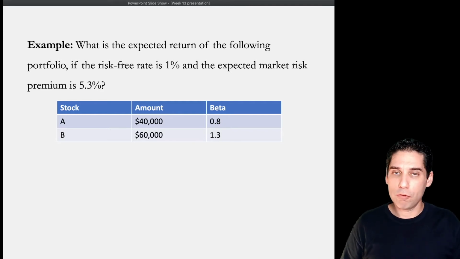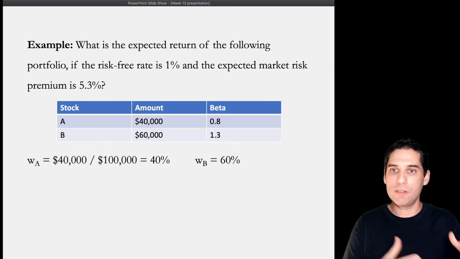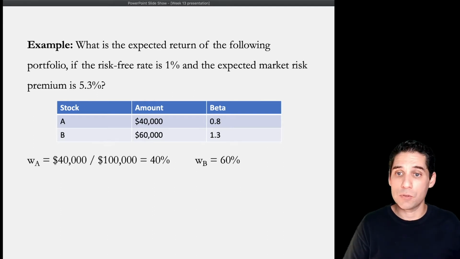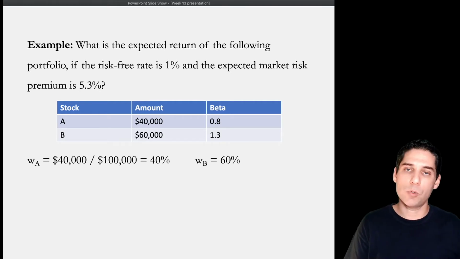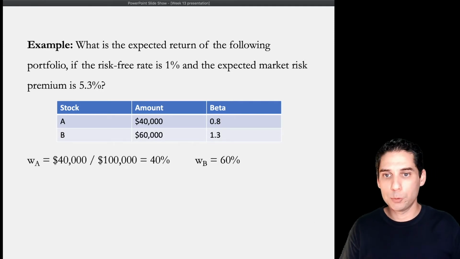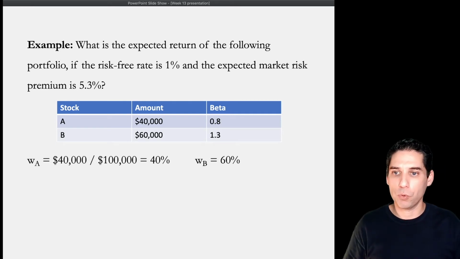So let's first find the portfolio beta. For that, we need the portfolio weights. What are the portfolio weights? The weight of A is going to be the amount invested in A, which is 40,000, divided by the total amount invested, which is 100,000. So that's 40%. We have 40% of our money in A and 60% of our money in B. So the portfolio beta will be dictated in the same proportions. A will contribute 40% and B will contribute 60% to the beta of the portfolio.